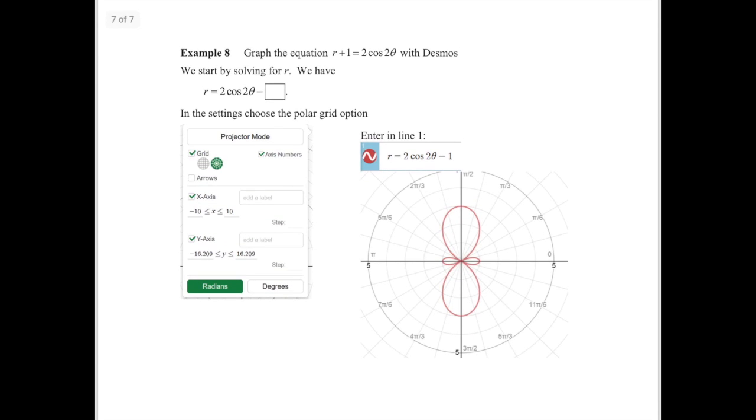Our final example here is to graph r plus 1 equals 2 cosine of 2 theta using Desmos. First, we have to solve for r, so make sure when you're using Desmos to follow up or to check your graphs, solve for r first. To solve for r, we would need to subtract 1 from both sides. So this is the graph that we're going to use in Desmos.